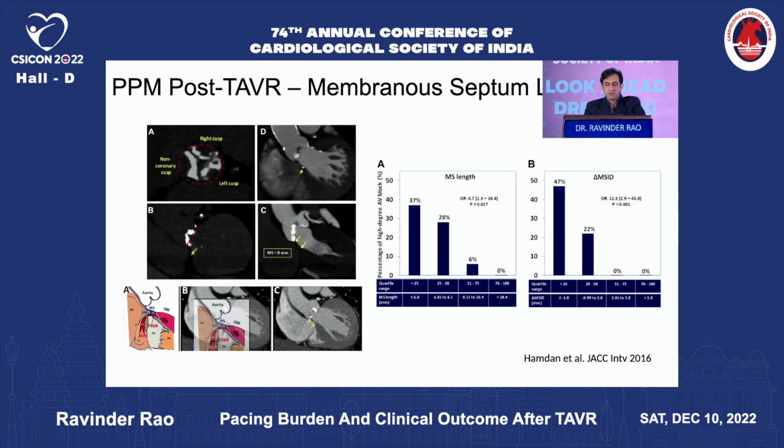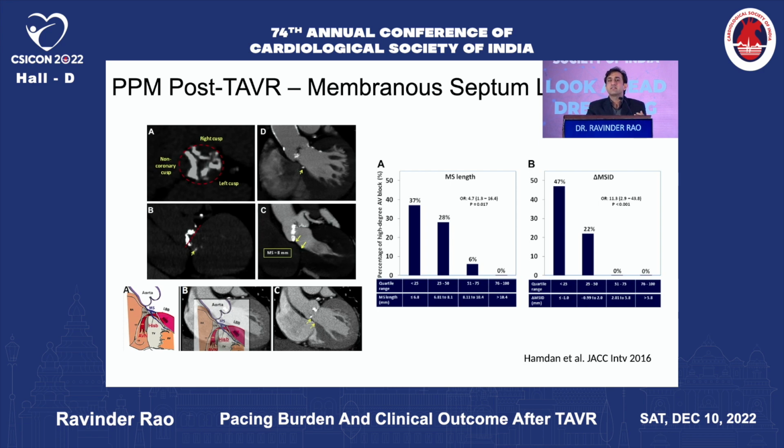What is the membranous septum? How do we measure it? We measure it on the CT scan, and why it is important, as I highlighted in the first slide: the His bundle exits at the point where the membranous septum converts into a muscular septum, and that's where it divides into the left bundle and right bundle. Now, if my valve is deployed into the LV and it is below the membranous septum, there is a high chance of conduction system abnormality. But if I deploy my valve above the membranous septum transition, there is a low probability of pacemaker.